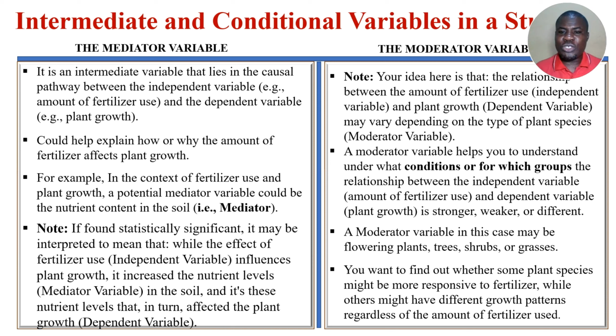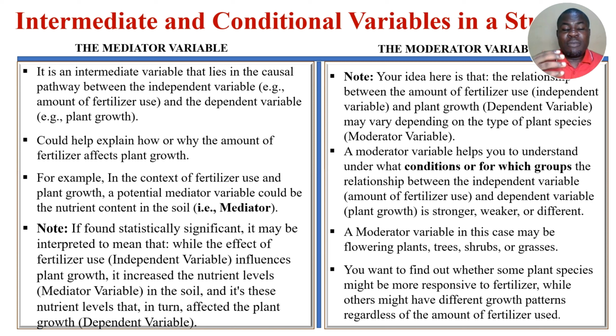And I said, note, your idea here is that the relationship between the amount of fertilizer used and plant growth may vary depending on the type of plant species. Thus, the plant species will likely be a moderator variable here. So a moderator variable helps you to understand under what conditions or for which group the relationship between the independent variable and the dependent variable is stronger, weaker, or different.